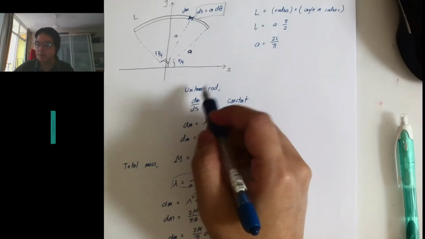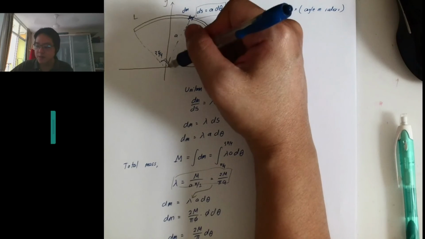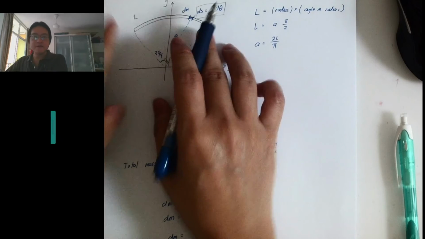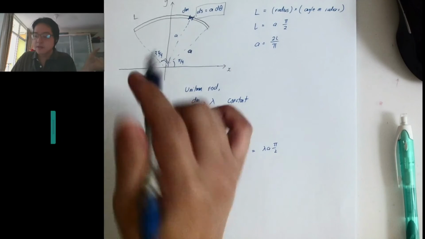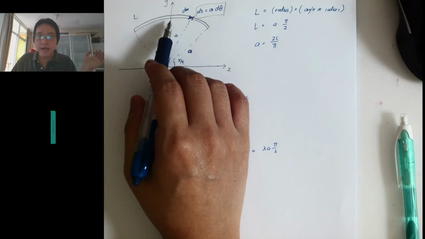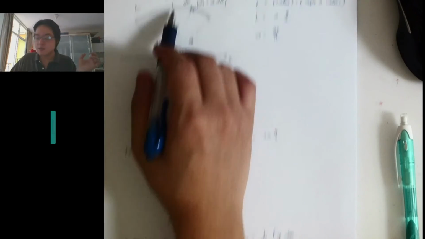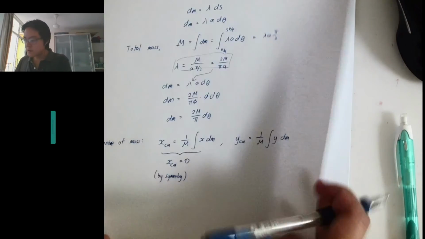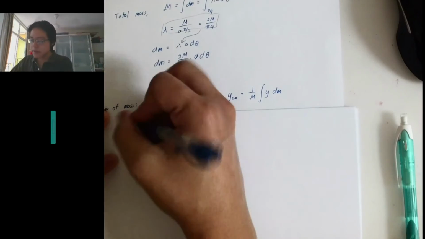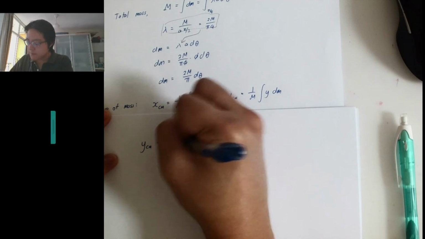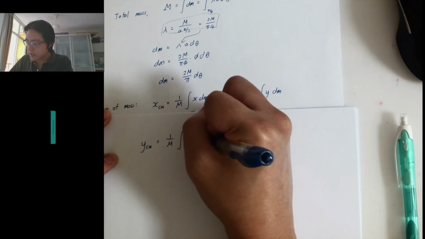So now let's try to determine the y coordinate. My position of the center of mass is somewhere on this axis, because left and right are perfectly spread out the same. So it should be somewhere on this middle line, but where exactly? What is the y coordinate? This one we really need to calculate. So we need to find y cm, which is 1 over m times the integral of y dm.